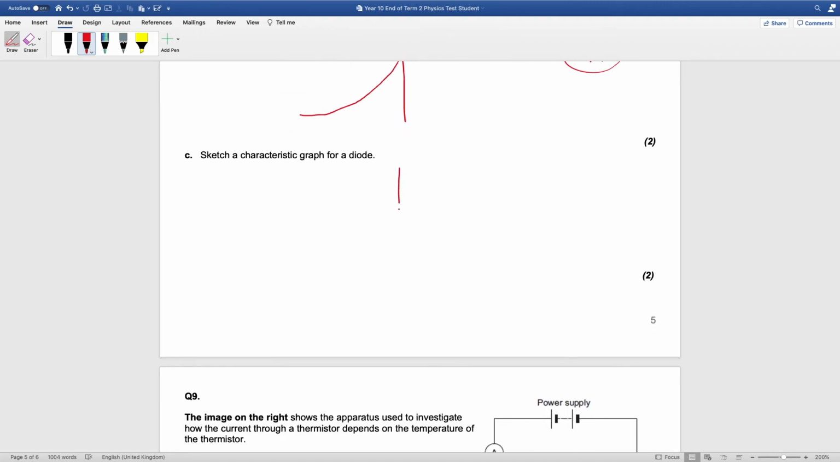The characteristic for a diode then, well, again, this is in two quadrants. Current in milliamps this time, and PD in volts. And nothing happens until about 0.4 volts, and then it starts to conduct really well. And going the other way, if the PD is reversed, it doesn't conduct. That's kind of the point. It has a very high resistance, so it doesn't conduct very much at all.